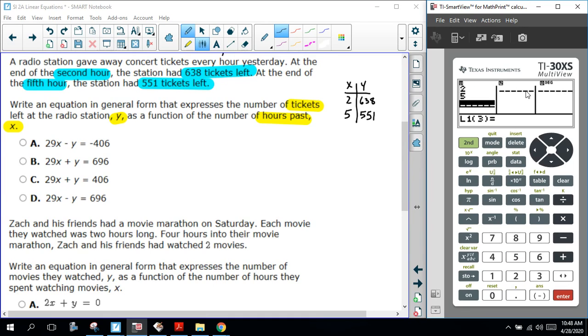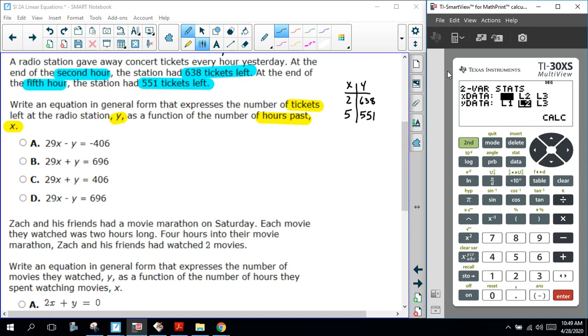Remember, the x values go in list 1. The y values of 638 and 551, those go into list 2. And they should look like the ordered pairs here in the table, the same as they do there. Then I go ahead and go to second and quit. And that just takes me back to the home screen. And then I go to second data or second stat. And I'm going to do 2 variable statistics. So I arrow down and hit enter.